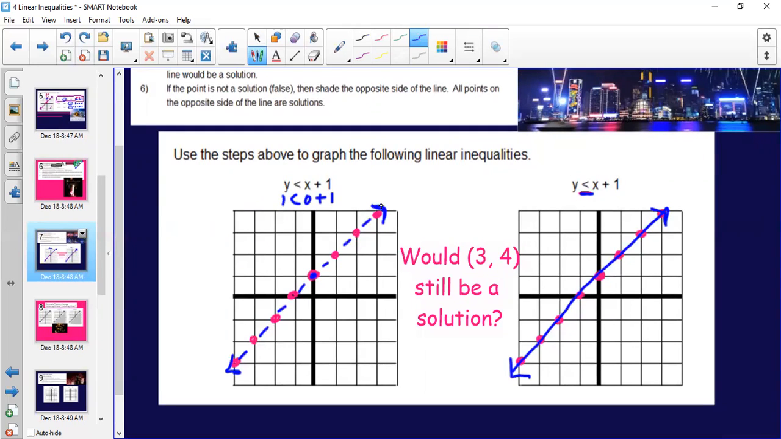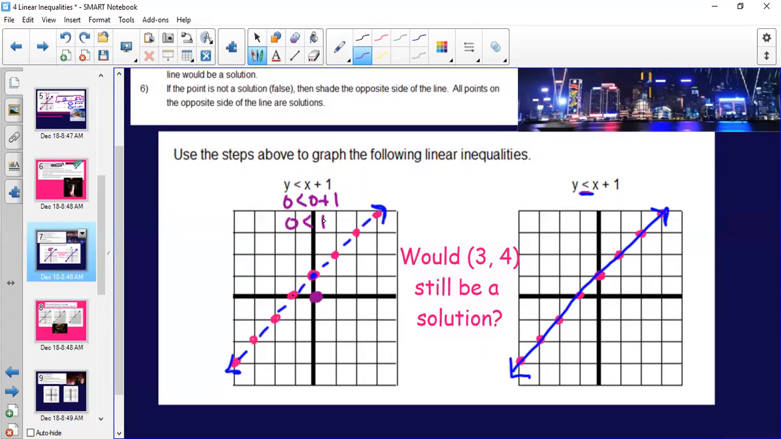Okay, so that's half of it. The shading a lot of times is the hard part for people. So here is one way that you can do it. You can pick a random point that's not on the line. So I'm going to pick 0, 0. That's an easy point to plug in, and I'm going to test it out. I would put in 0 for my y and 0 for my x. Is 0 less than 1? Yeah, it is. So that is a solution.